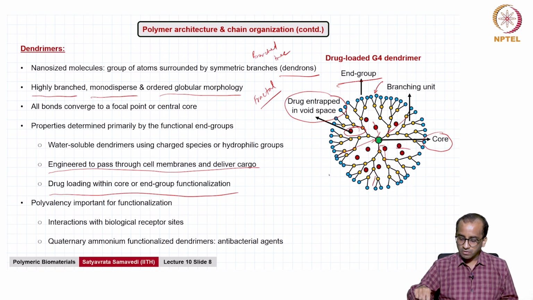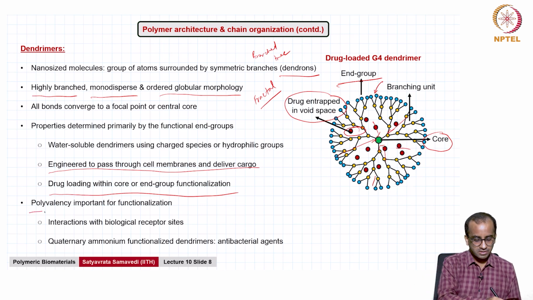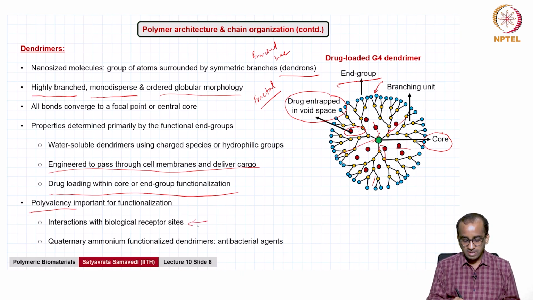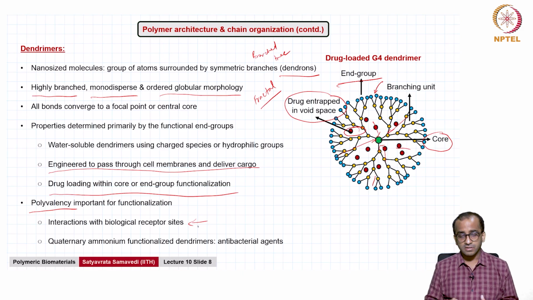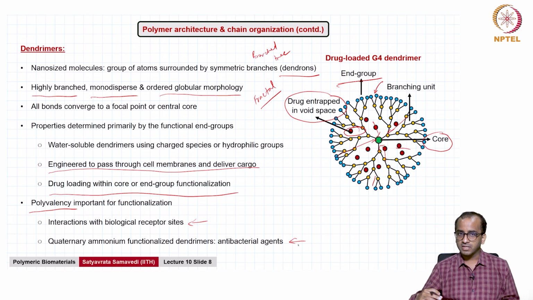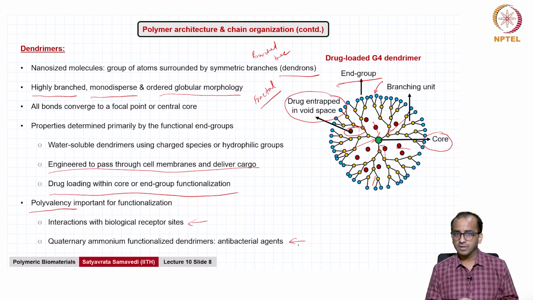One unique aspect of dendrimers is the idea of polyvalency or multifunctionality, and that is a very important idea for dendrimers, because as an example, it allows interactions with multiple biological receptor sites. But more importantly, from a practical perspective, you can also have, as an example, quaternary ammonium functionalized dendrimers being used as antibacterial agents. All of that comes from the ability to functionalize the N group and the property of polyvalency.